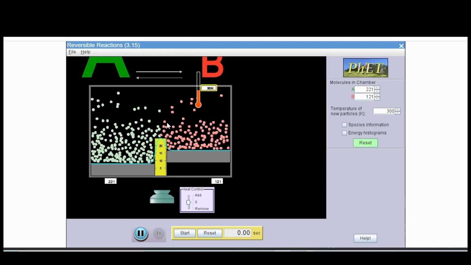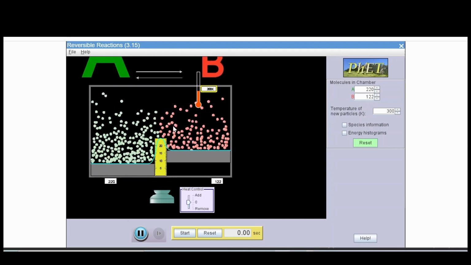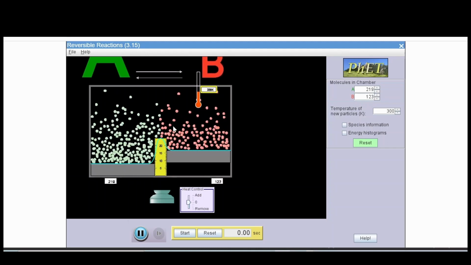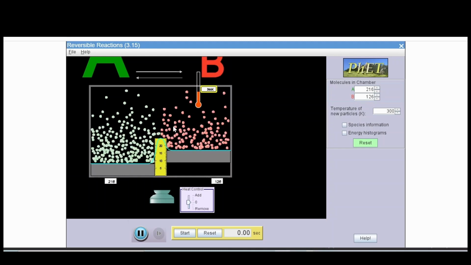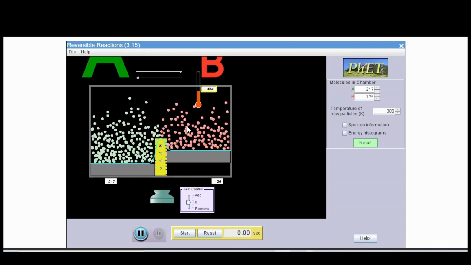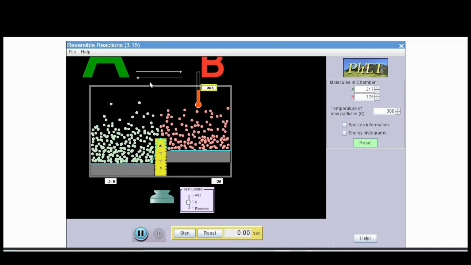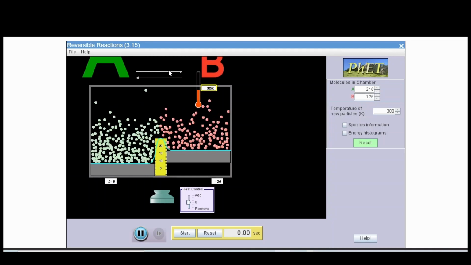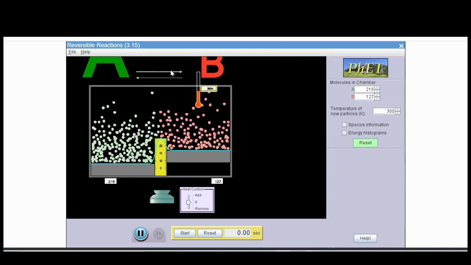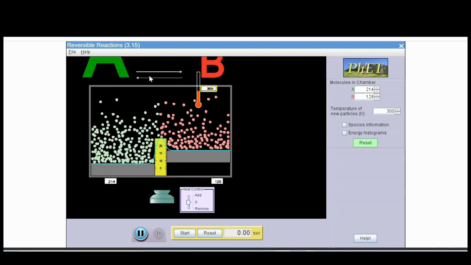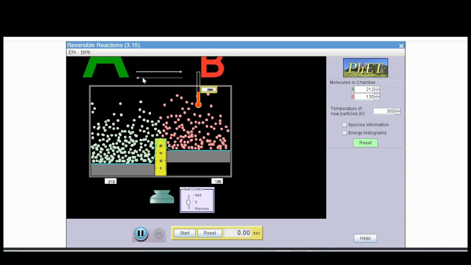Remember, you can also be required to interpret various Kc values. And the important thing to remember is, when the Kc value is greater than 1, then it means the forward reaction is favored. And when the Kc value is less than 1, it means the reverse reaction is favored.